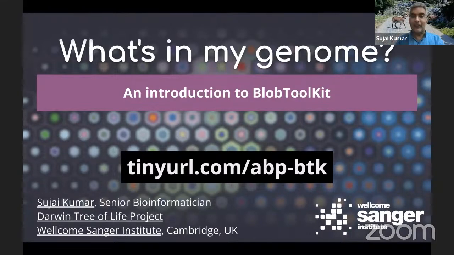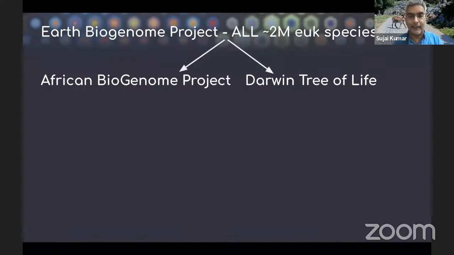So my name is Sujay Kumar. Thank you very much for inviting me, Africa BioGenome. I'm very happy to be here. My talk is called What's in My Genome? An Introduction to BlobToolKit. And as Taiwo said, my name is Sujay Kumar. I'm a senior bioinformatician at the Darwin Tree of Life project at the Wellcome Sanger Institute. I know Taiwo said he would make all the presentations available later, but in case you want it now, it's tinyurl.com/abp-btk. It's on the screen. But you can follow along and you can get the presentation link later.